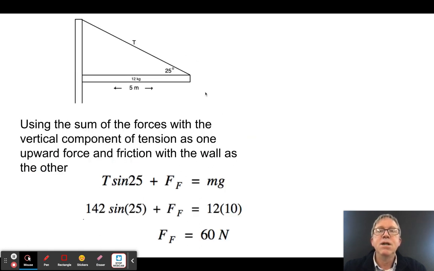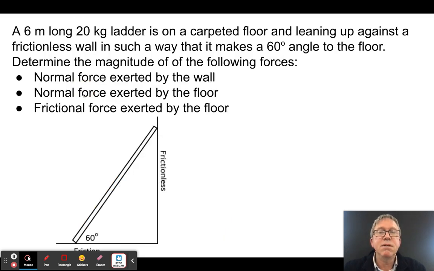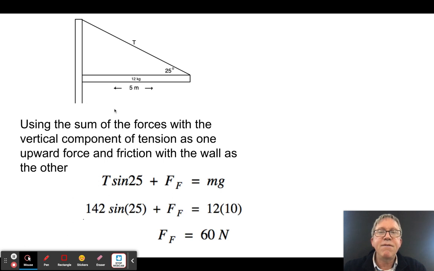Then I say, okay, so I know I have mg down is equal to 120. And I know that this tensional force I found was 142 newtons, but the upward component of that is 142 times the sine of 25. So that plus the frictional force, which is acting this way since this wants to slide down, have to add up to 120. And so when I solve this, I end up with a 60 newton frictional force. So it's very similar to that first problem we did, except we're using friction instead of tension as that second force.